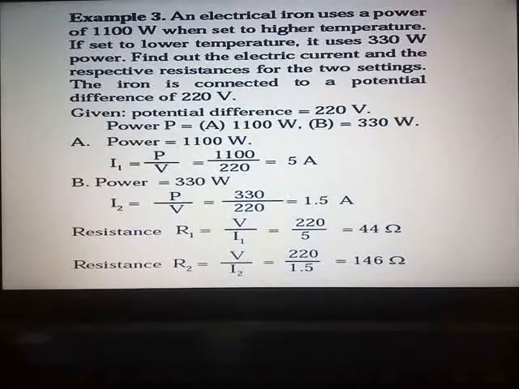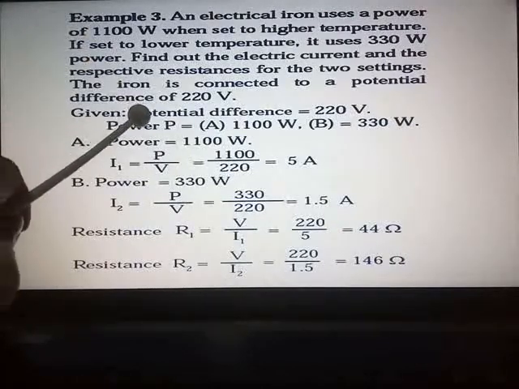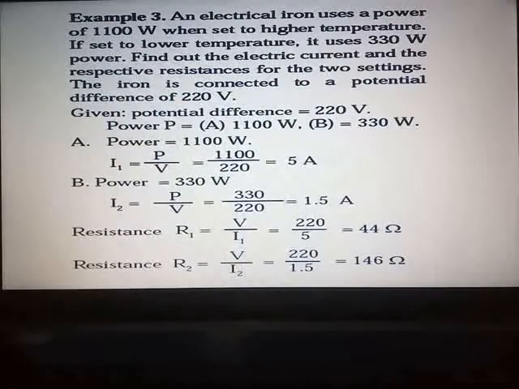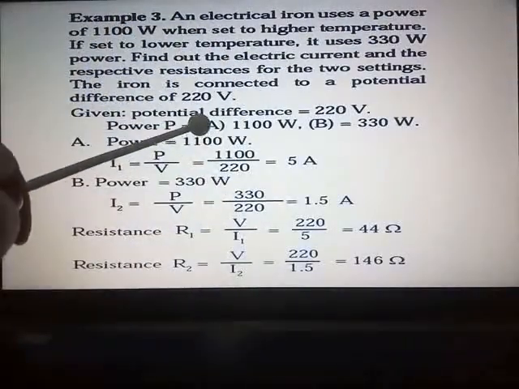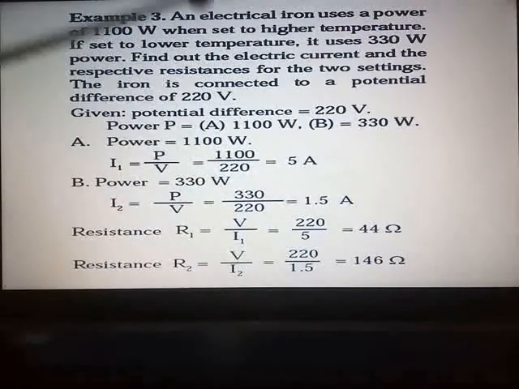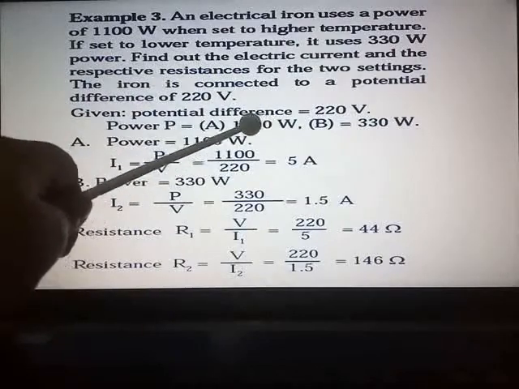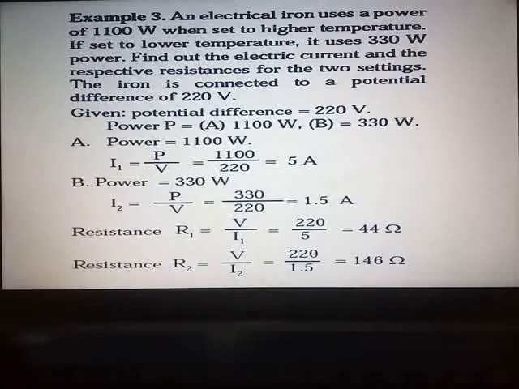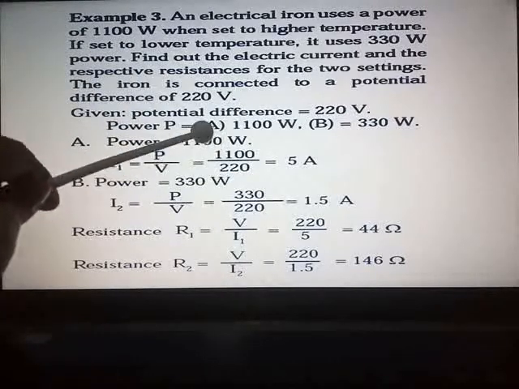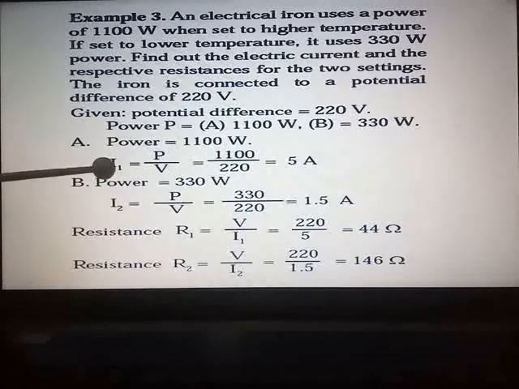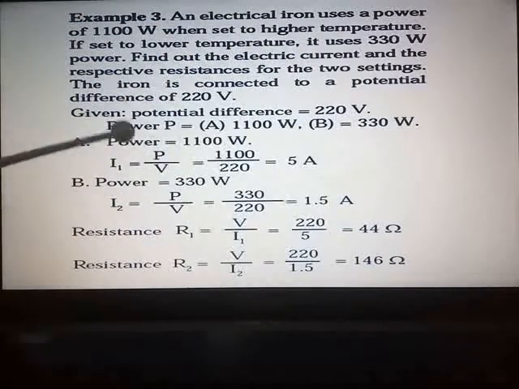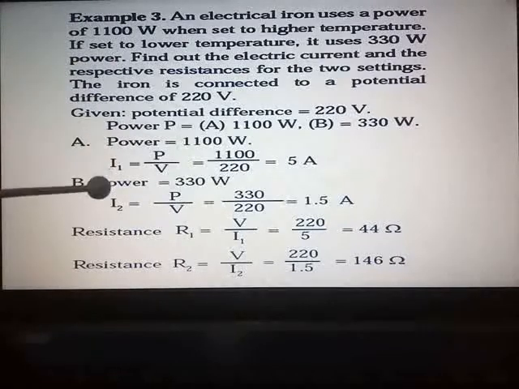First, as usual, we will see what is given. Potential difference is given as 220 volts. Power, they have given two values. So one we will label as A and the other as B. First power is 1100 watts, other is 330 watts. By taking the first power rating into account, 1100 watt, you all know P is equal to V multiplied by I. You have to find the electric current. Two electric currents you have to find out because two cases are there. So we will take I1 and I2.